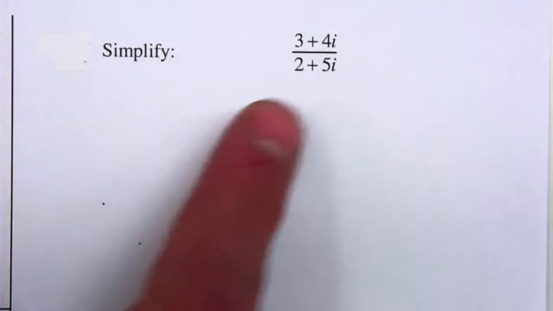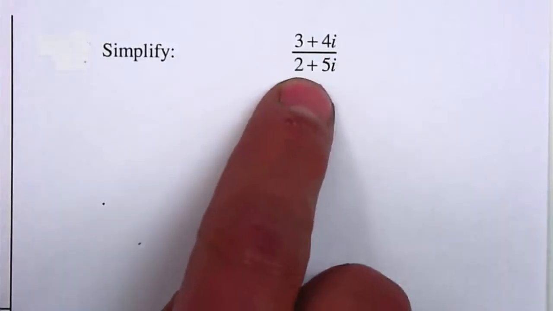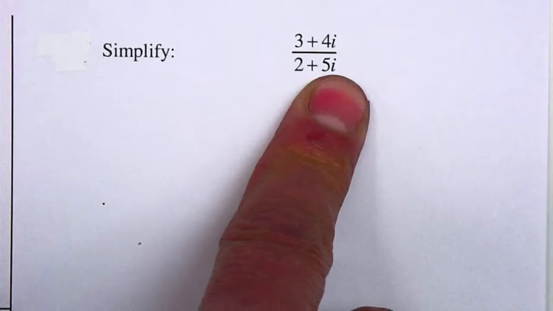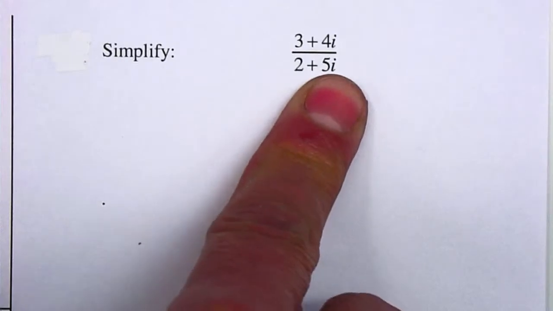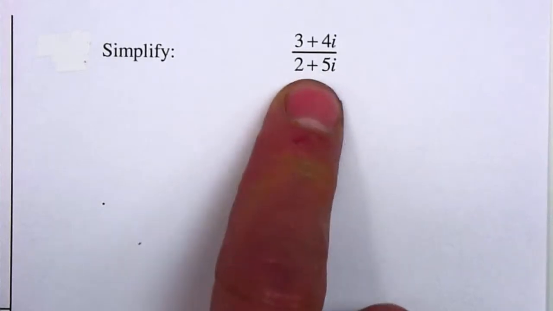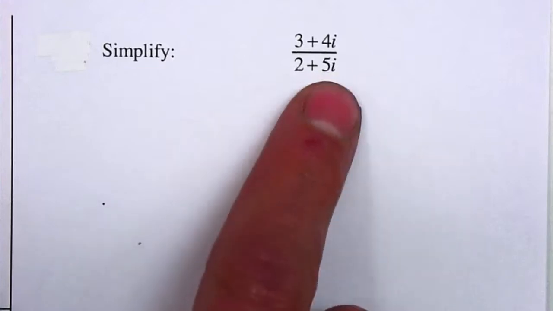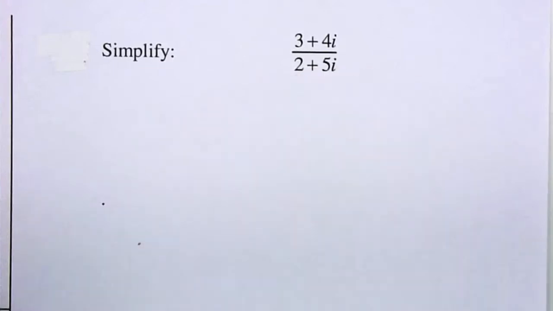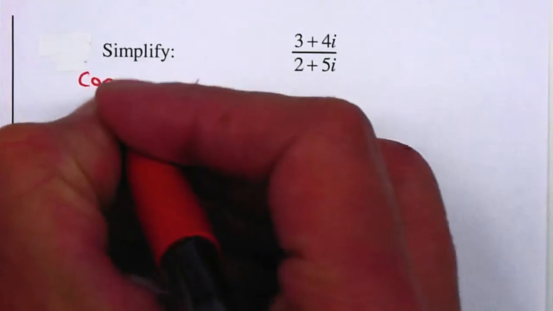Simplify: 3 plus 4i divided by 2 plus 5i. Now we cannot have an imaginary number in the denominator. So to simplify, we need to get rid of the i in the denominator, and we're going to multiply by something called the conjugate.